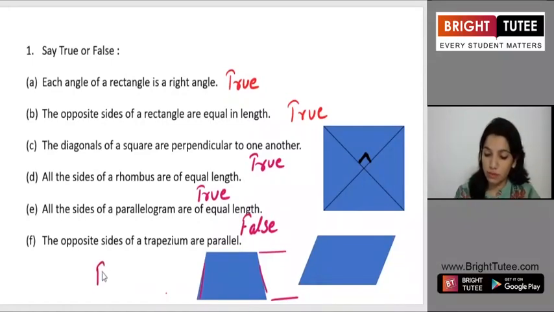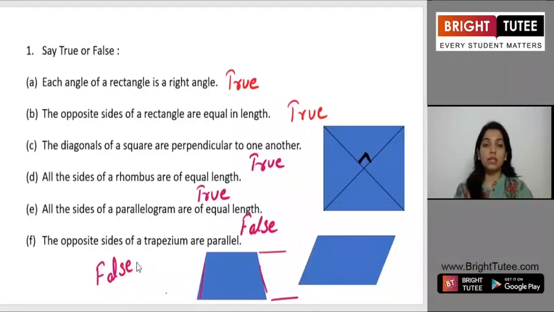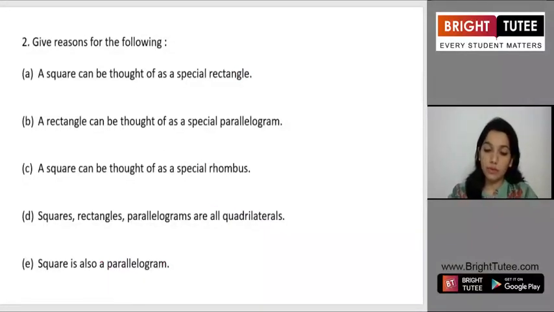So to be on the safer side, we'll say the statement is false. Why? Because it is not true for all the sides. Because just one pair is parallel, not the other one. So we'll say the statement is false. Now here we have to give the reason for the following. The first one is a square can be thought as a special rectangle. What do you think? A square can be thought of as a special rectangle.